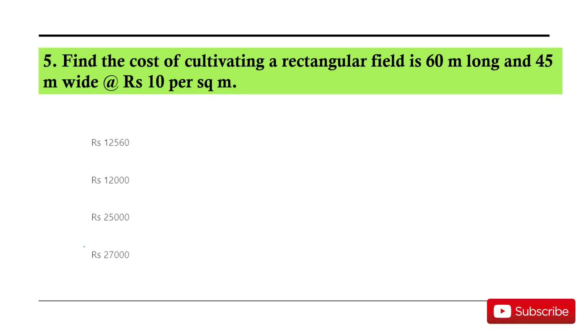Fifth question: find the cost of cultivating a rectangular field that is 60 meters long and 45 meters wide at the rate of rupees 10 per square meter. Now, in order to understand this question, we should see what is the length of the rectangular park given to you, and what is the breadth of the rectangular park given to us.